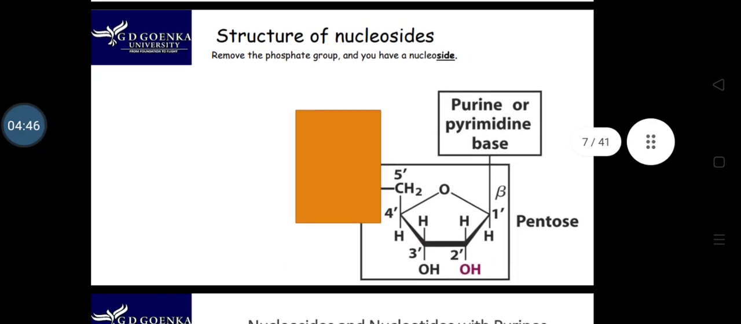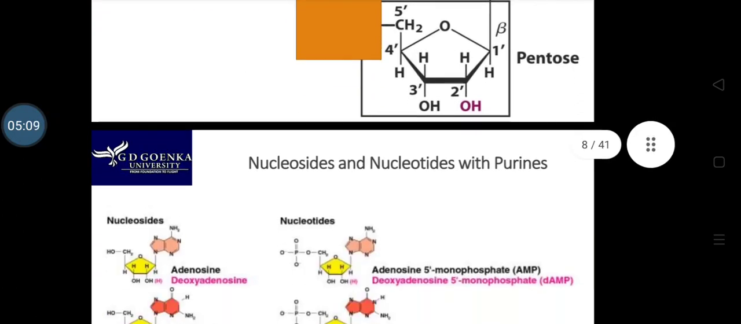So the structure of a nucleoside. Now, how are nucleosides made? A nucleoside is made up of two basic components, sugar plus nitrogenous base. The sugar is a pentose sugar, and the base is either a purine or a pyrimidine base.